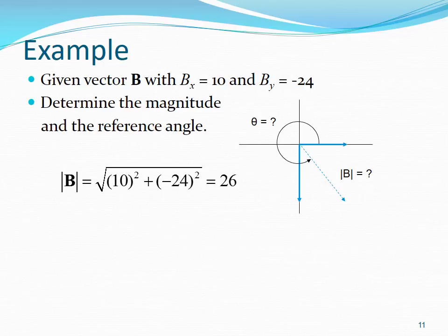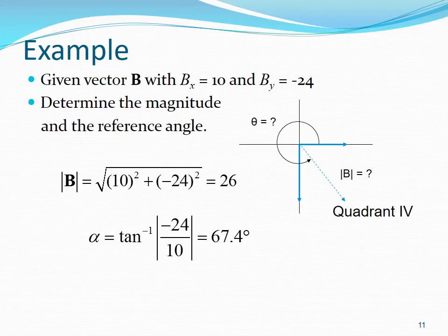Next, calculate the helper angle, which is 67.4 degrees. Since we are in the fourth quadrant, the standard angle is 360 minus 67.4 degrees, or 292.6 degrees.